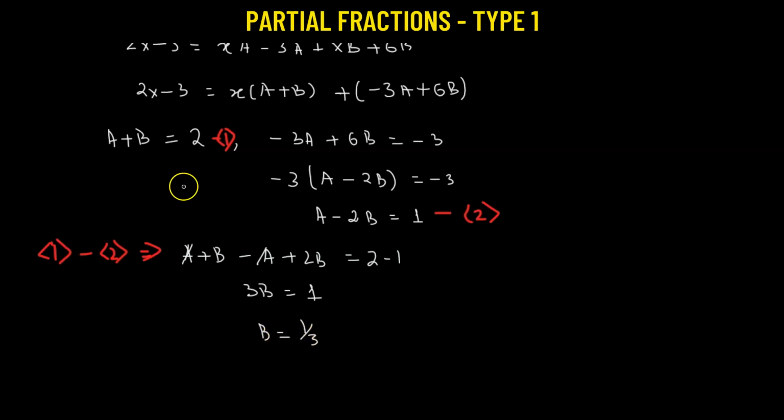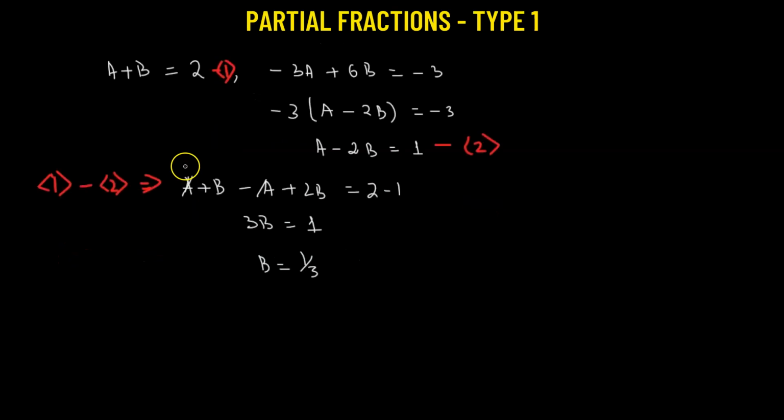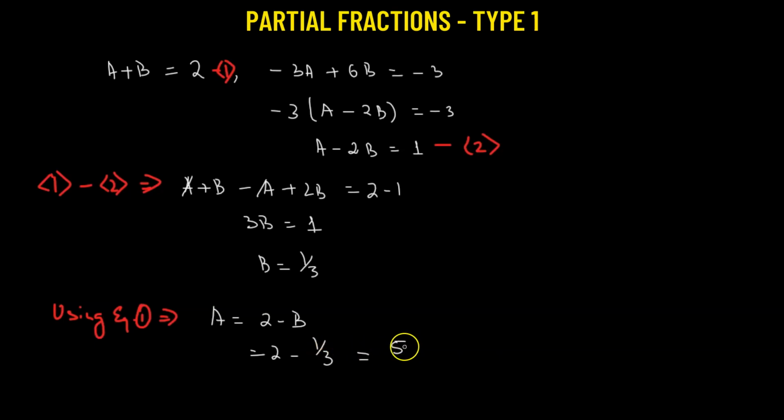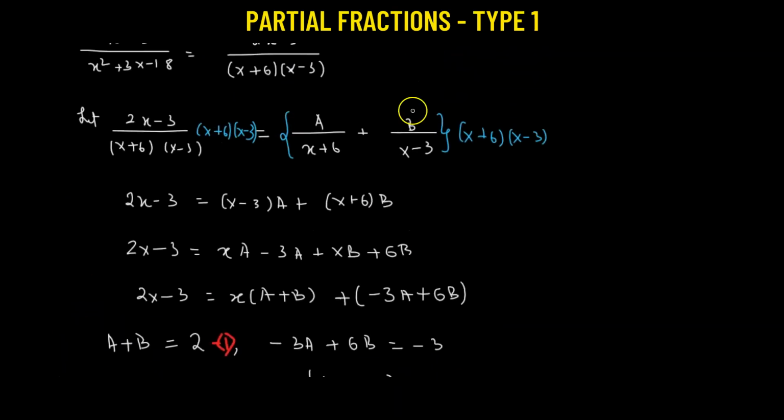Now that we have the value of B, we can use equation number 1 to obtain the value of A. Using equation number 1, A equals 2 minus B. That means we have 2 minus 1 over 3, which equals 5/3. So we have obtained the value of A as well as B, which we can now replace in our assumption.